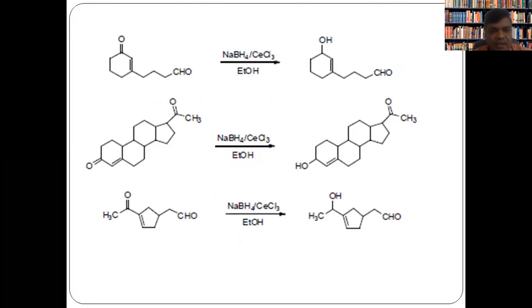And in the last example, sodium borohydride is treated with cerium trichloride, and two functional groups are there, aldehyde and ketone. Here the ketonic group, which is conjugated with the carbon-carbon double bond, is reduced to alcohol. However, the aldehyde group is not reduced in this case, that we have discussed earlier.